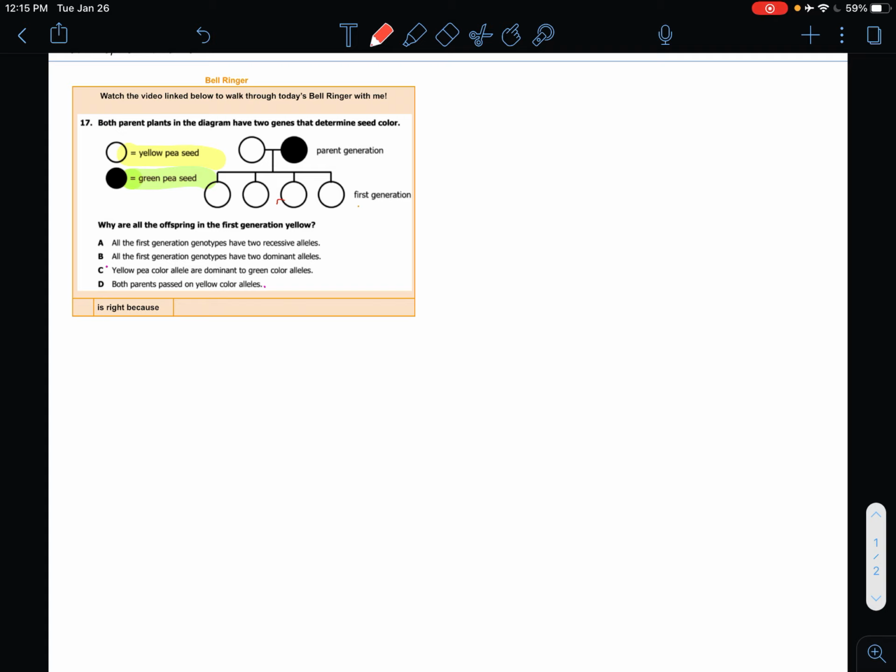What's happening there? Okay, so actually to answer this question, we have to really break this thing down. We've got to do some Punnett squares, okay? But first, it's talking about alleles. What is an allele? Remember, an allele is just a version of a trait, okay? So in this scenario, we have version 1, which is yellow, and version 2, which is green.